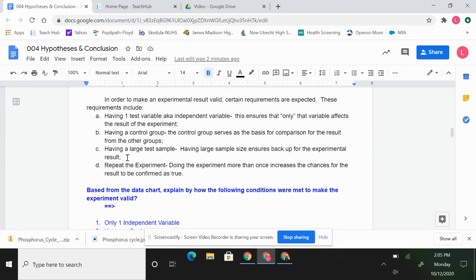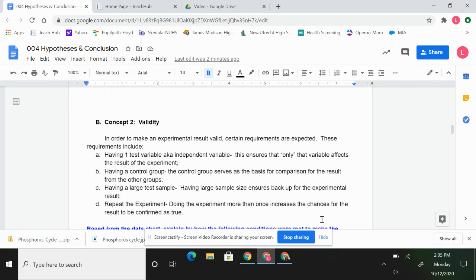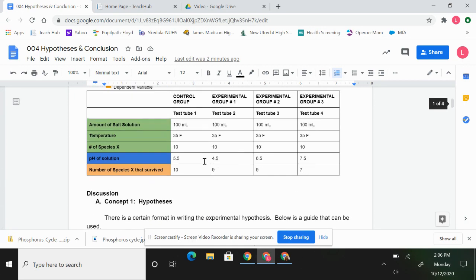Okay, finally, this is going to be an extra concept that you will learn from this video: how to make sure that the experiment is valid. There are 4 concepts here that must be remembered. Number 1, an experiment is valid if there's only one IV, one test variable. So let's go back to our chart.